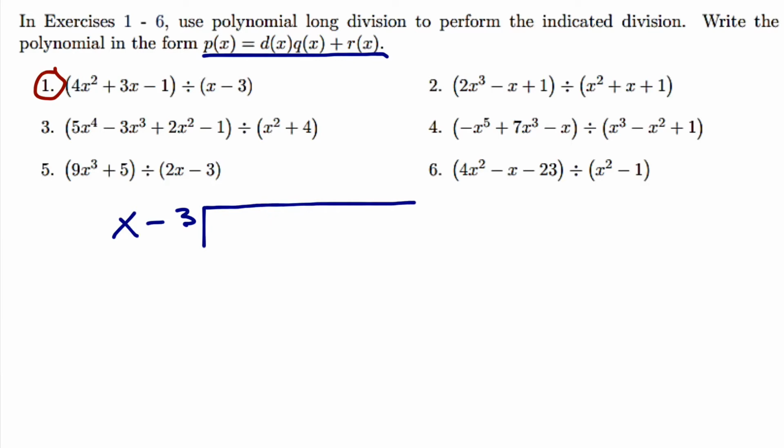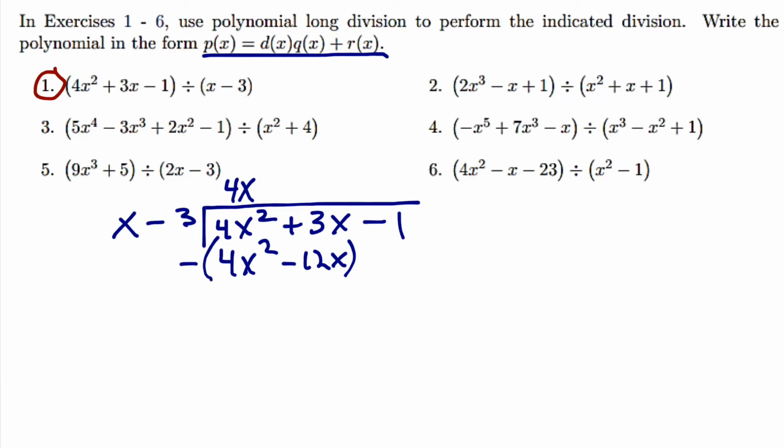And that's divided into the dividend, which is 4x squared plus 3x minus 1. All right, so following my steps, what times x would give me 4x squared? So I'm going to write that up here. So it's 4x. 4x times x gives me 4x squared. And now distributing 4x times minus 3 gives me negative 12x. Now I'm going to subtract.